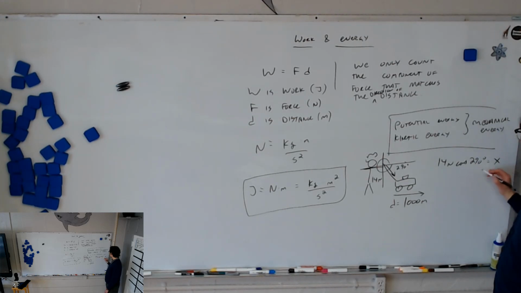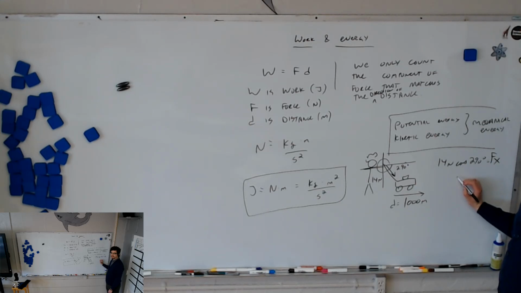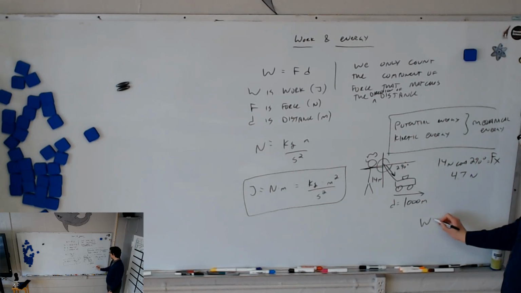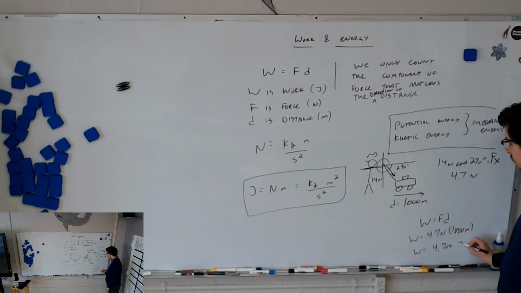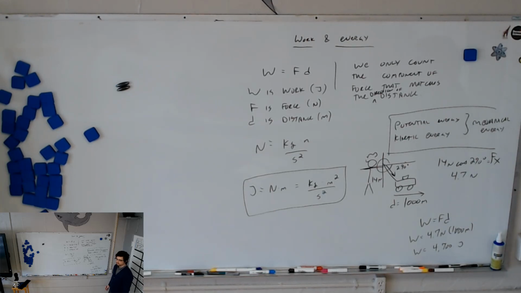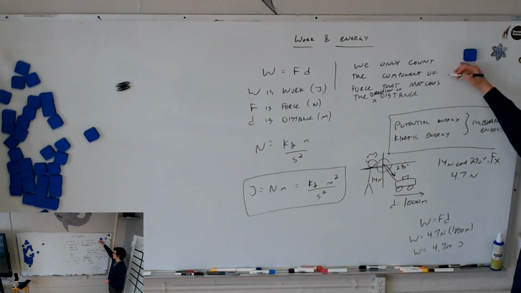The force we don't know, because this is going to be F sub x is all we can use. What's the answer? 4.7 newtons. So then we just do W equals FD. W equals 4.7 newtons times 1,000 meters equals 4,700 what? Joules. Okay. Only the force acting in the same direction as the distance counts.